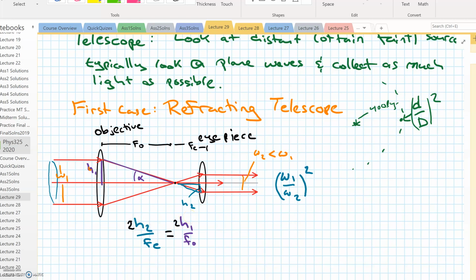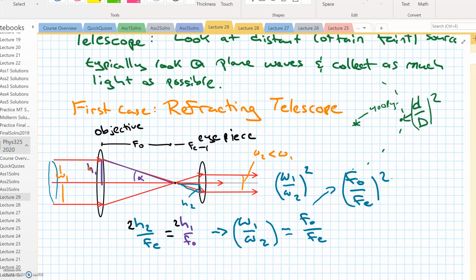So we get the ratio of the widths is equal to the focal length of the objective divided by the focal length of the eyepiece. And our light collecting power then is that squared. The key is that we're compressing a larger area of light and fitting it into a given area, a CCD or whatever we're looking at. Okay, so that is the light collecting power of the telescope.